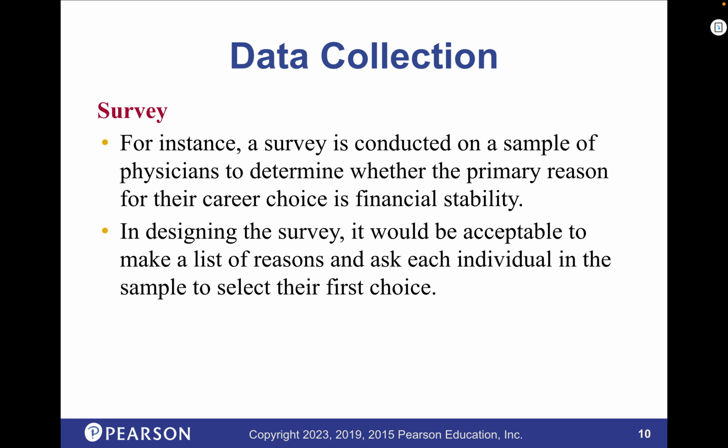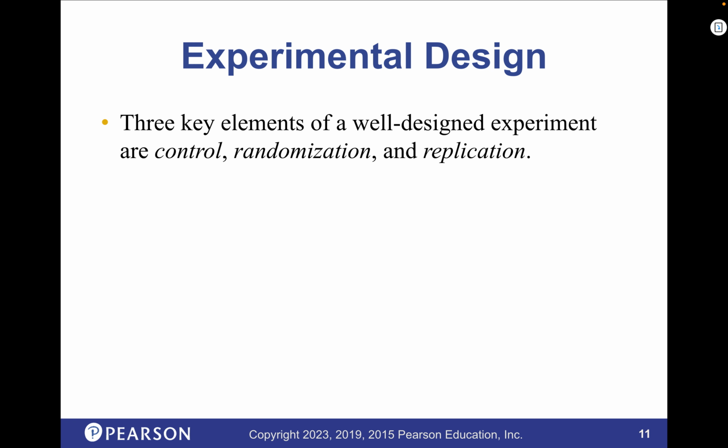Surveys conducted on a sample of physicians to determine whether the primary reason for their career choice is financial stability. So there's a survey. Did you become a doctor because you like the money? Designing the survey, would it be acceptable to make a list of reasons and have each individual in the sample select their first choice? So sometimes you want to ask open-ended questions because you want to just get those. Sometimes you want to put multiple choice because you're trying to see which one's more favored. If you have a list of them, a lot of times it's helpful to have a choice that is other, so that you could see, well, maybe none of these really fits their situation. And so you could count that as a last one.